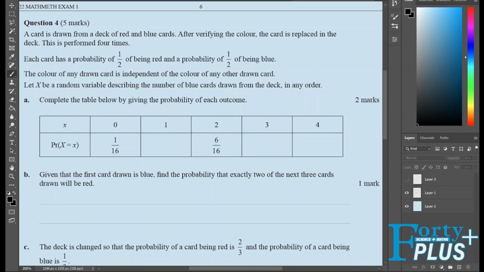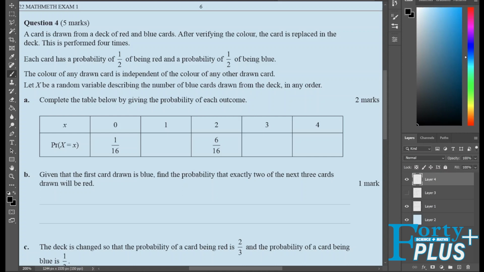Okay, question 4. We're now moving into some probability. So, a card is drawn from a deck of red and blue cards. After verifying the color, the card is replaced in the deck, and this is performed 4 times. Each card has a probability of 1/2 of being red and a probability of 1/2 of being blue. The color of any drawn card is independent of the color of any other drawn card. Let X be a random variable describing the number of blue cards drawn from the deck in any order. Part A, they want us to complete the table below by giving the probability of each outcome.